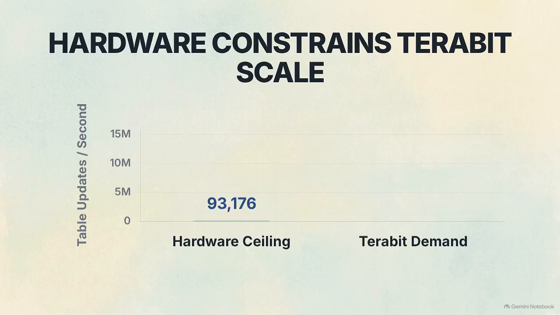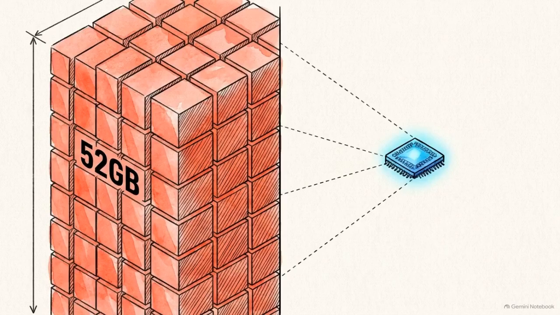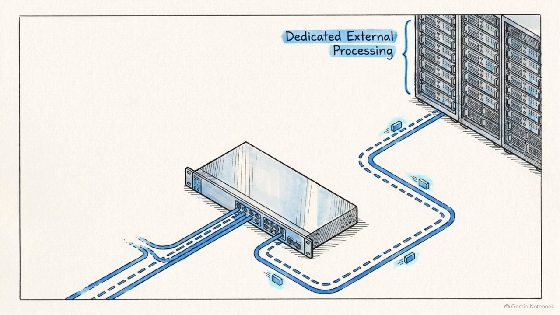The problem extends to processing power. The control planes on these high-speed ASICs have a hardware ceiling. They peak at about 100,000 table updates per second. Terabit traffic demands millions of updates every second. That 52 gigabyte memory requirement is hundreds of times larger than the physical SRAM limits built into the silicon. The constraints of physical die space and processing capacity make it impossible to house complete dynamic flow states directly on the chip. The standard engineering workaround is to route the complex network functions away from the switch and onto dedicated external CPU or FPGA servers.